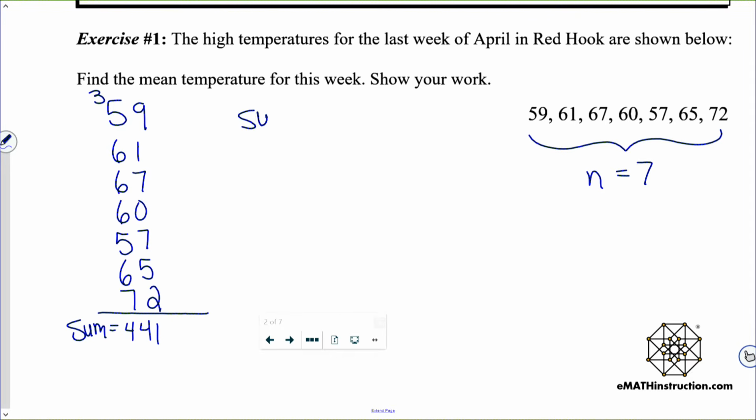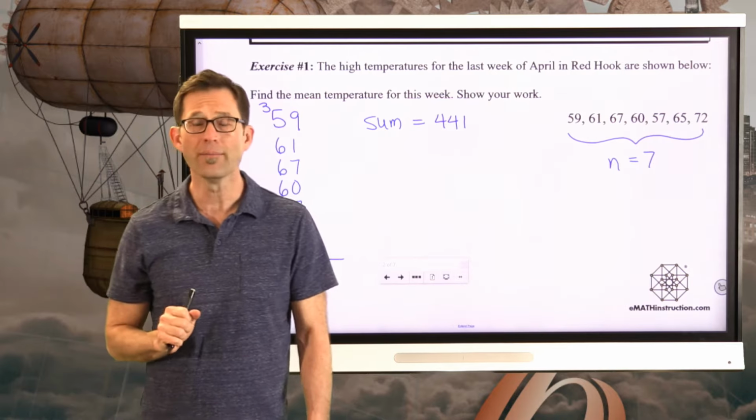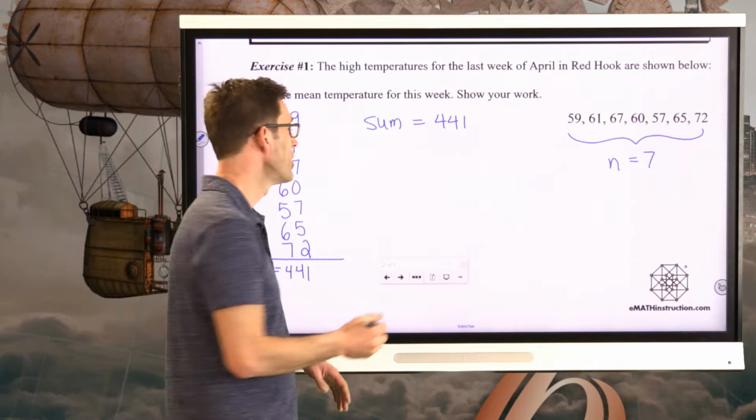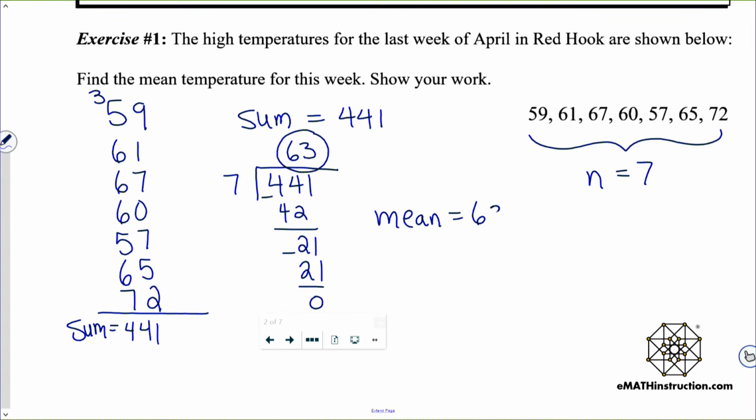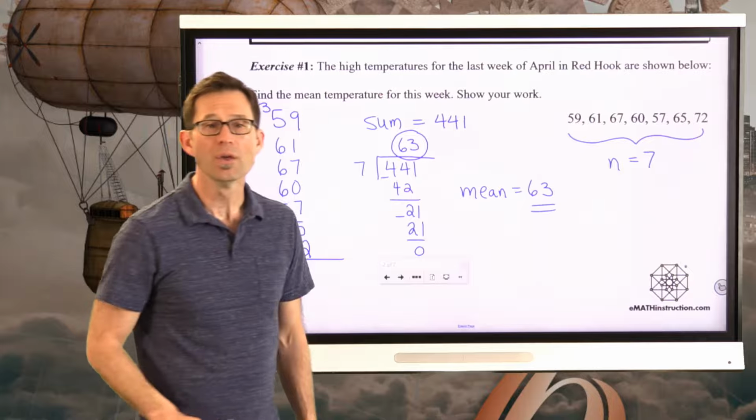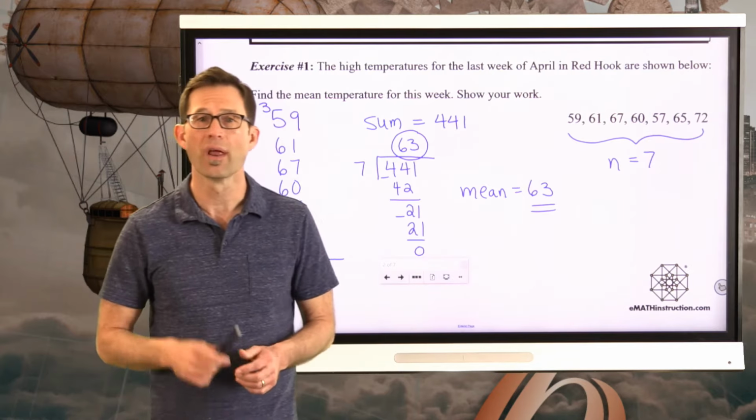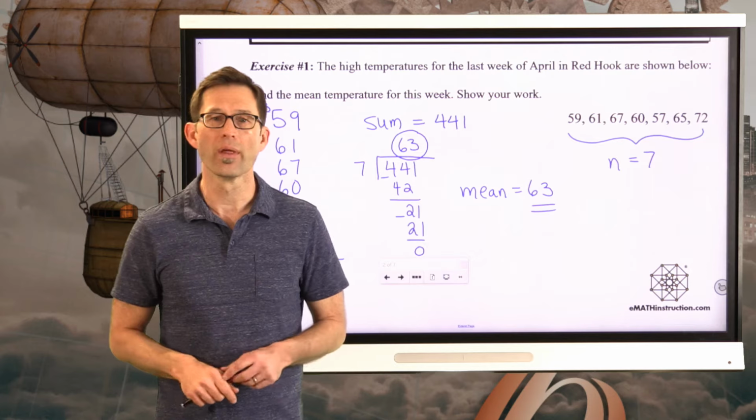The sum is equal to 441. Now to find the mean, or the average, we're going to take 441 and divide by how many there are. There's 7 of them. So, 7 goes into 44 6 times. That gives me 42. I do some subtracting. I get 21. 7 goes into 21 3 times. And I get a mean of 63. So if we were trying to answer the statistical question, how warm was it in the last week of April in Red Hook?